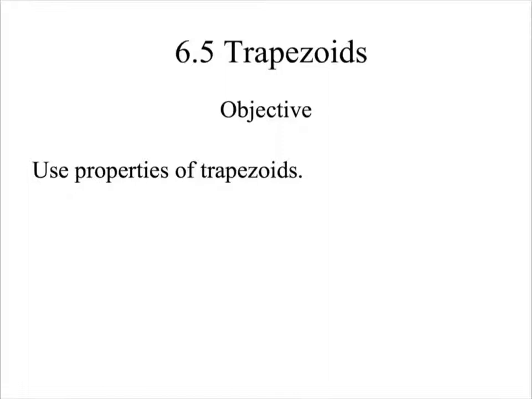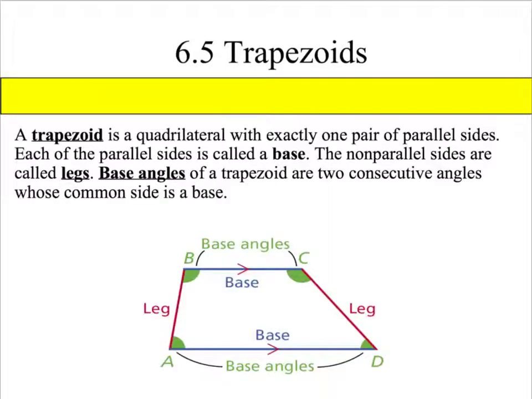Hey everybody, welcome back. Today, 6.5, we're going to be talking about trapezoids. We do have a couple of theorems and vocab words, but today we are going to be focusing on trapezoids, using different properties of trapezoids. So what I want you to do is please write this down and I will come back and we will talk about it.